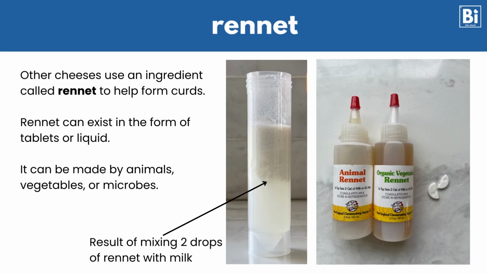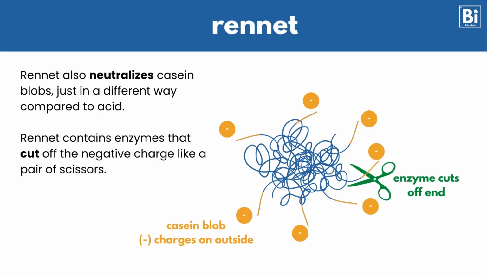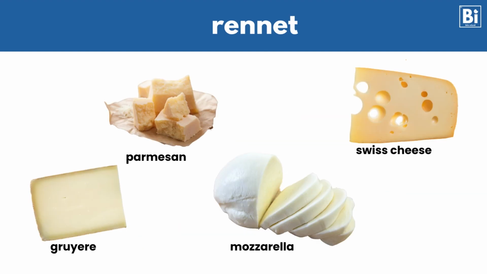Rennet can exist in the form of tablets or liquid. It can be made by animals, vegetables, or microbes. Rennet also neutralizes casein blobs, but in a different way. It actually contains enzymes that essentially cut off the negative charge on the outside of the casein blob like a pair of scissors. Cheeses made with rennet are mozzarella, provolone, parmesan, gruyere, Swiss cheese. There are so many that are made with rennet.